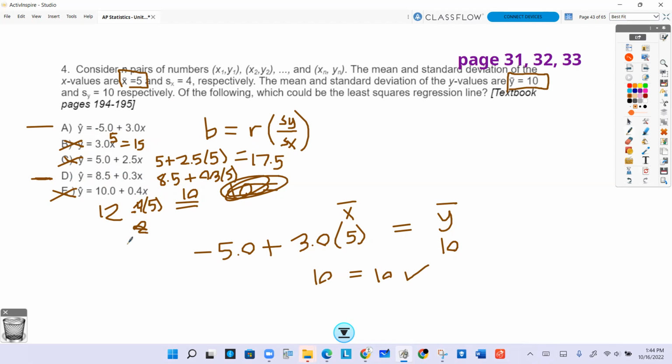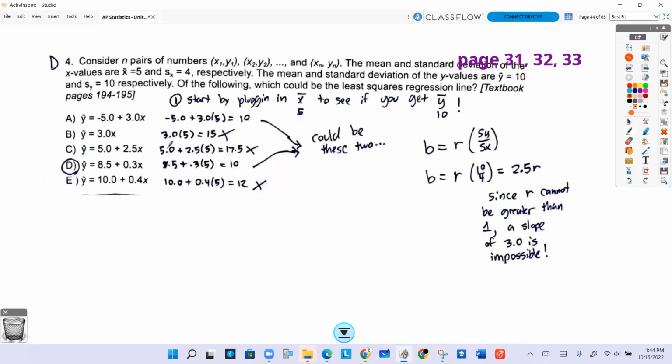And I feel like I'm at a crossroads, right? One of those is a possible equation while the other one is impossible. Can you figure it out based off of this information? Well, turns out it's going to be answer choice D. Now here's why. I know that s of y is 10 and s of x is 4, and I plug those in here. Even though I don't know r, I know that r has to be between negative 1 and 1. And since this is a positive slope, it's going to be somewhere between 0 and 1, right?